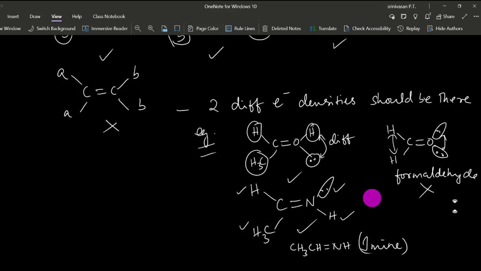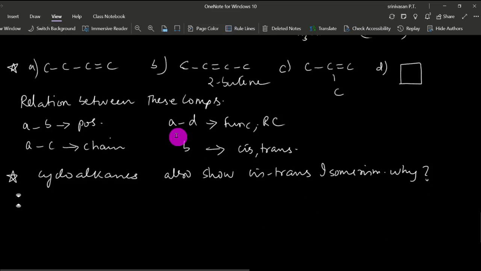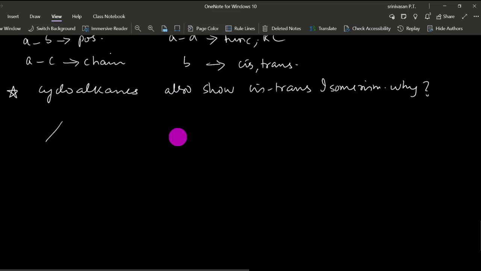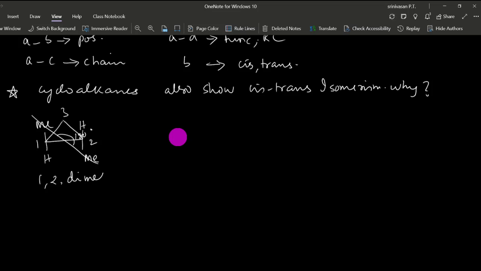Okay, now I want alkenes and cycloalkanes are isomers. So whatever property is there will be there for you. For example, suppose you take a compound like this, you have methyl group here and hydrogen here, and then hydrogen here and methyl group here. So now you see this is 180 degree. Now how do you label this compound? 1 2 3. So 1 2 dimethyl cyclopropane will show cis-trans isomerism. Now whatever I have drawn here is a trans isomer. So this is trans.